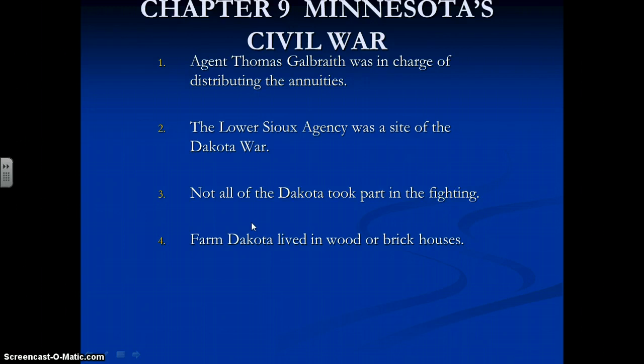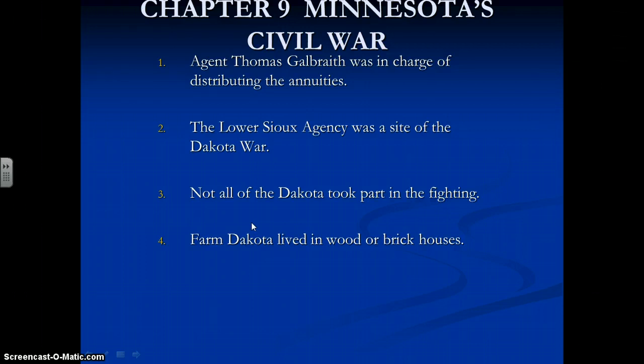Number 3, not all of the Dakota took part in the fighting. You know, there were traditional Dakota and farm Dakota. And farm Dakota were promised many things by the government. If you cut your hair, if you wear white men's clothing, if you farm, if you live in a house that looks like a white house, you know, brick or wood or whatever, we'll give you extra food. Because that was also part of the annuities, getting food and money to them. And so those Dakota did not take part in the war, and not even all of the traditional Dakota took part in the war.